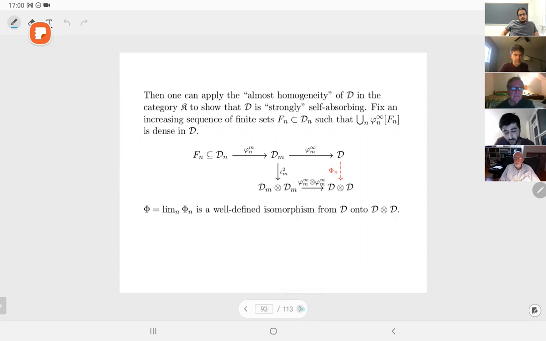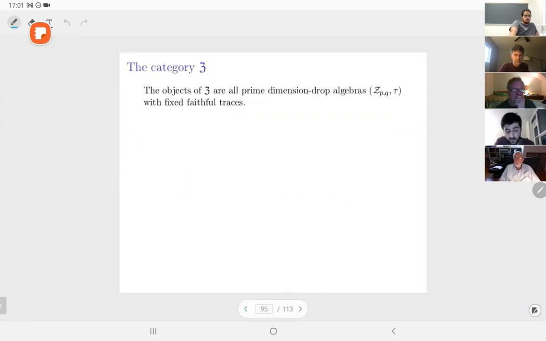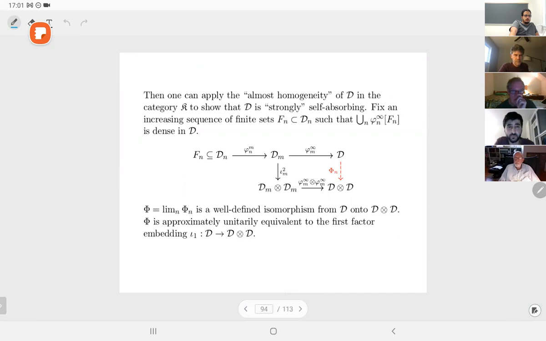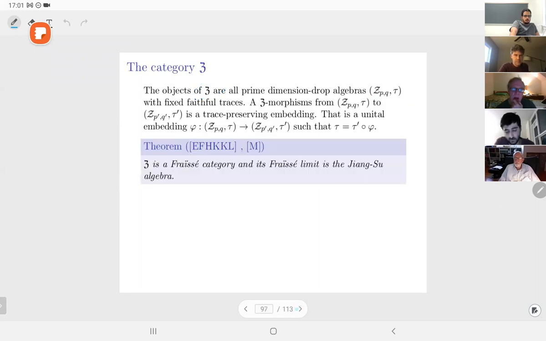And then I can show, in fact using this homogeneity, that it is strongly self-absorbing, which I'm not going to talk about. So here I had a few more slides talking about the category Z, whose objects are these prime dimension drop algebras. And so this is what they proved.